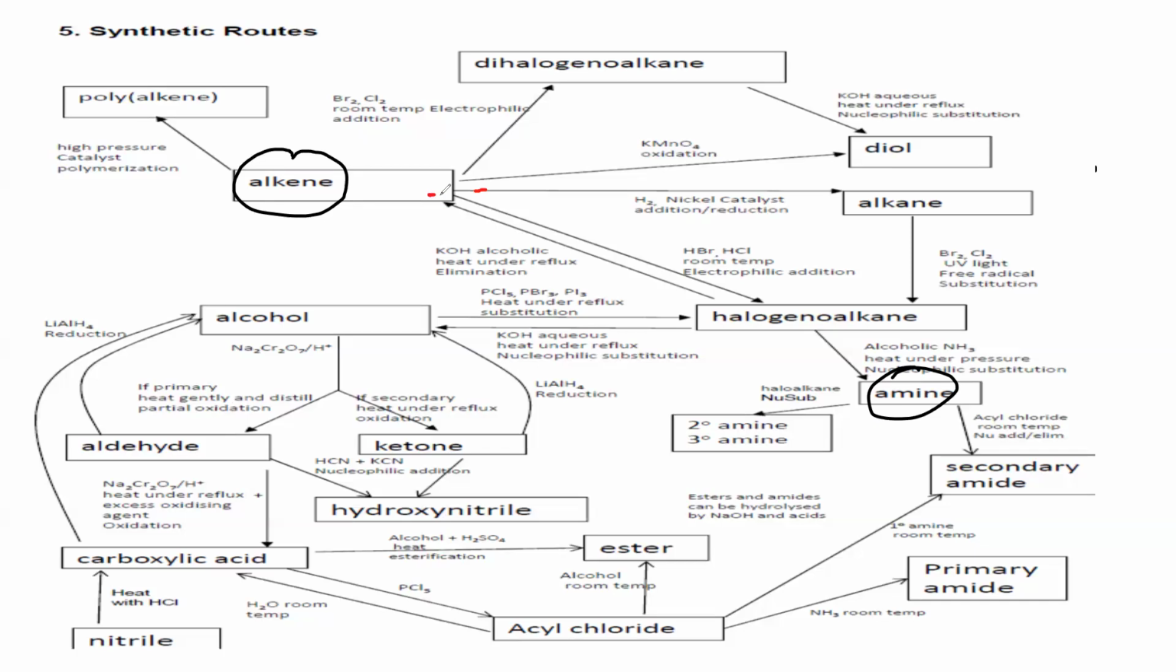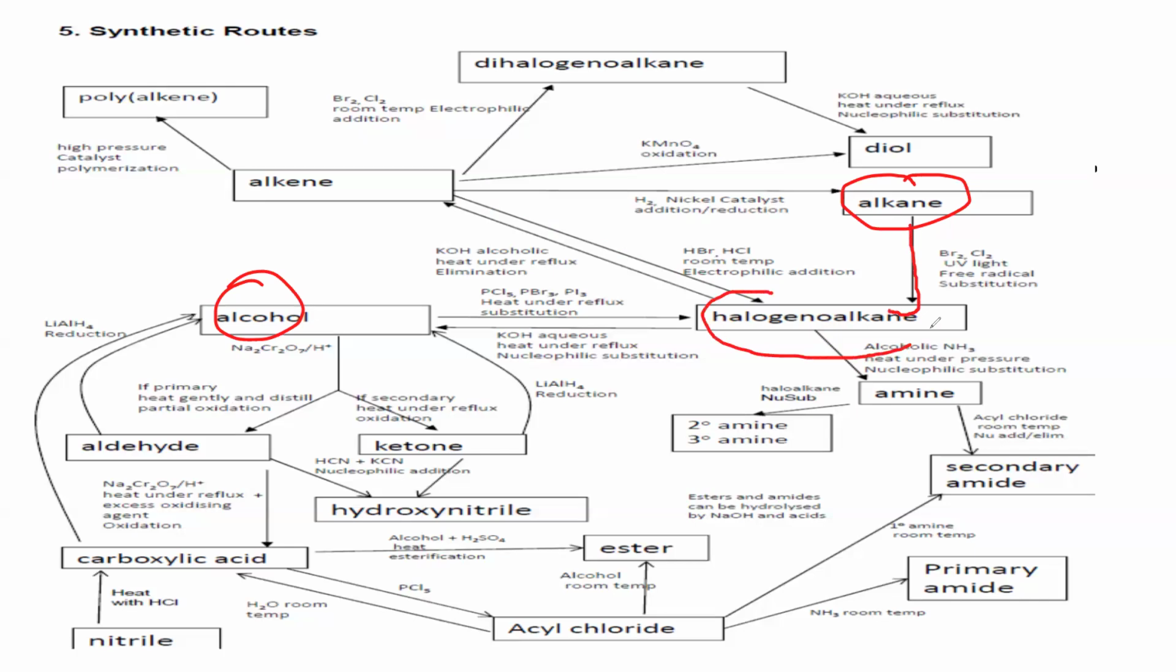So first, alkene: I will react alkene with hydrogen bromide or hydrogen chloride. This will produce halogenoalkane. And this halogenoalkane, I will react with ammonia to form amine. Same thing, if I say I have alkane and I want to produce alcohol, what should I do? First, alkane is reacted with halogen by free radical substitution reaction to produce halogenoalkane. And this halogenoalkane is reacted with aqueous potassium hydroxide to produce an alcohol.